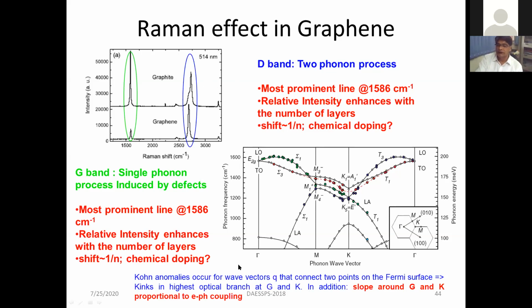Now when you have the phonon dispersion curve, what information do we get? Phonon anomalies occur for wave vectors q, that means at the Dirac point, right? As in the case of the electronic band structure, we have a very typical behavior at the Dirac point, that is Kohn anomalies occur for wave vectors q that connect two points, right? That means basically here, in the highest optical branch at gamma and K, right? And the slope around gamma and K is proportional to electron-phonon coupling. So if you find the slope, we can have an idea of the electron-phonon interaction. So basically the point is what?